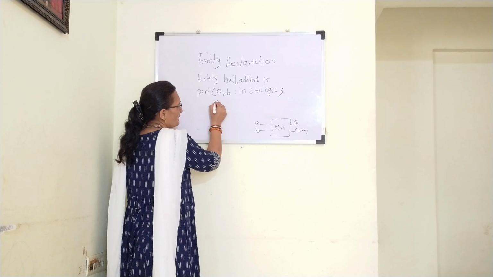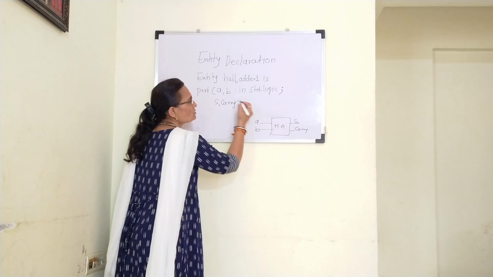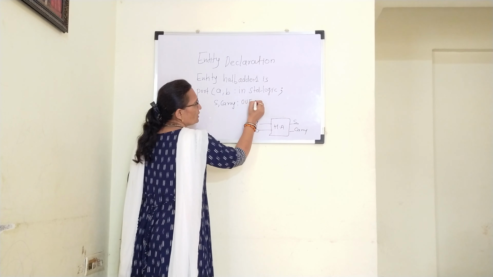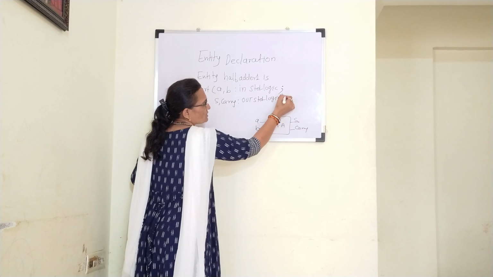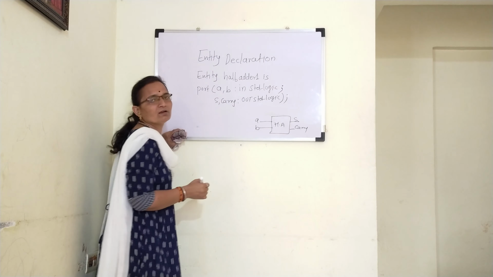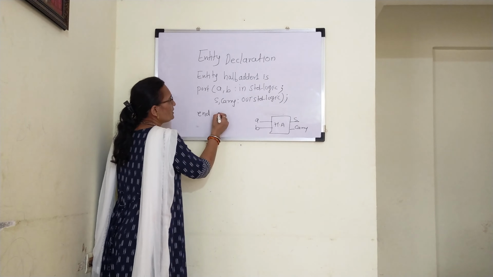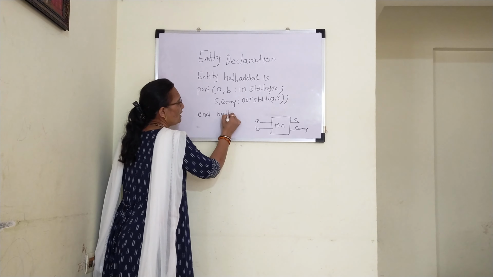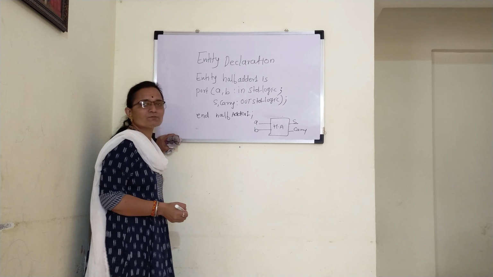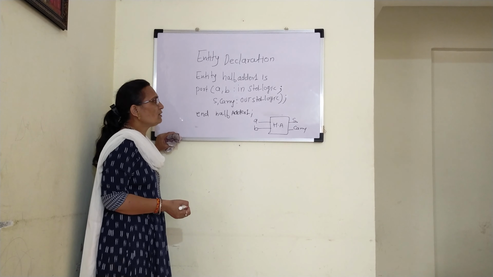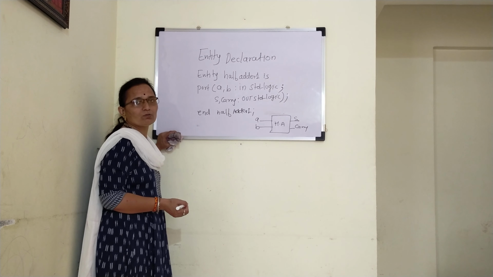Then sum and carry. These are my output ports. I will write here out. I have to mention the data type STD_LOGIC. Do the semicolon after the bracket, and now here I have to end my entity half adder 1. In this way, you can declare the entity here in the VHDL program.